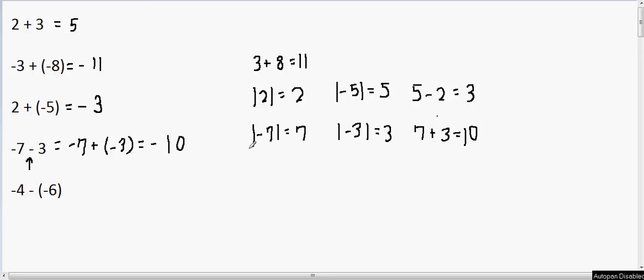Finally, let's look at the last problem listed here. We are subtracting by a negative number, which can be converted to an addition by the opposite of minus 6. This gives us minus 4 plus 6. So we are adding minus 4 and 6 together. Since they have opposite signs, we take the absolute values of both numbers.